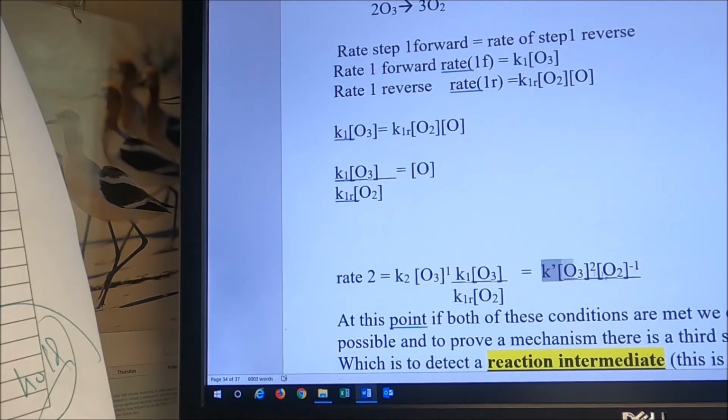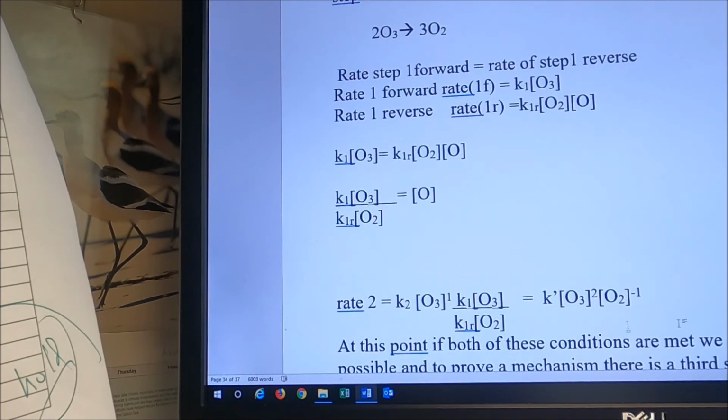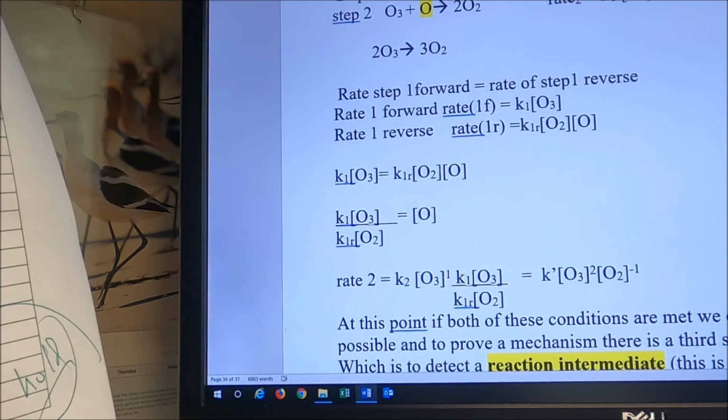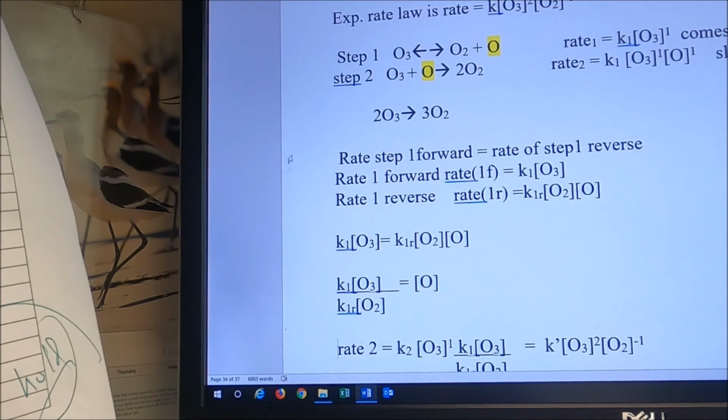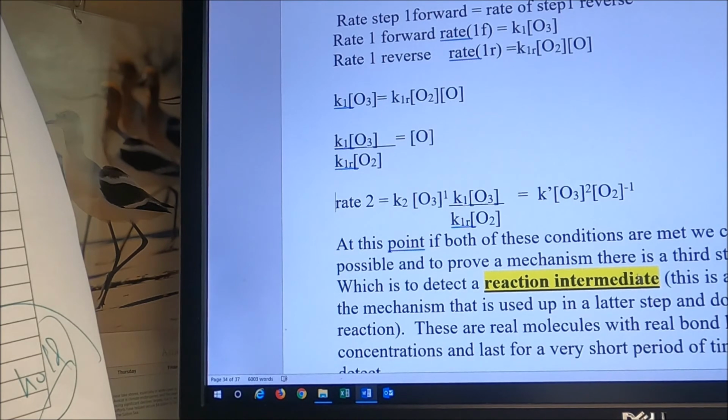And I get this. So rate 2 is equal to k prime, concentration of O3 squared, concentration of oxygen to the -1 power. If I compare that against the experimental rate law, which we have up here, notice they match. So what we can say at this point is that this mechanism is possible.